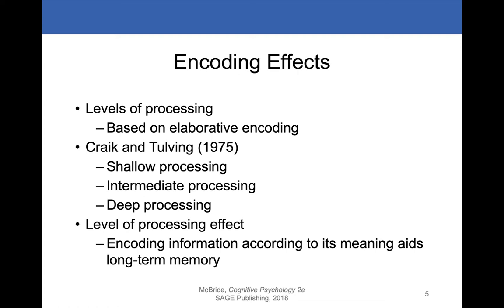Now, what is the difference between deep and shallow processing? Shallow processing is where you're just encoding information based on its surface features, just kind of looking at it and not really thinking about anything much other than the way it looks. Deep processing is where you encode information according to the meanings that you're able to comprehend and extract from whatever it is you're trying to learn.